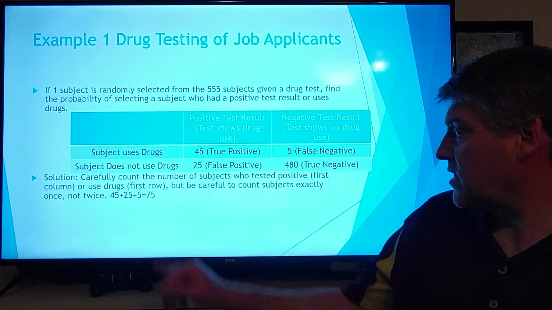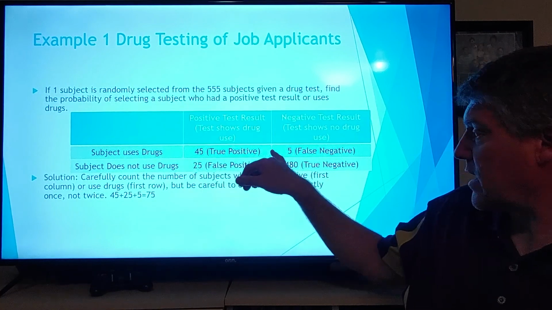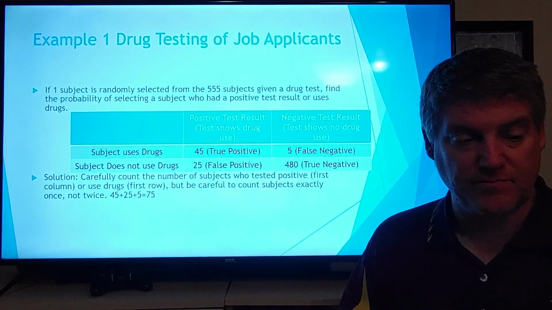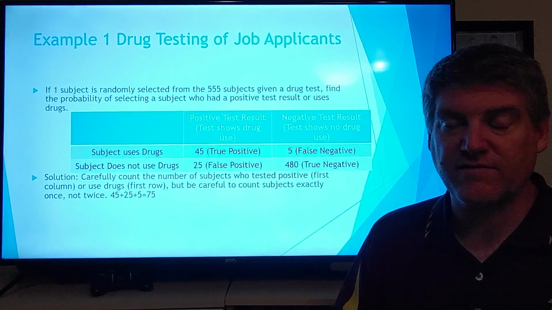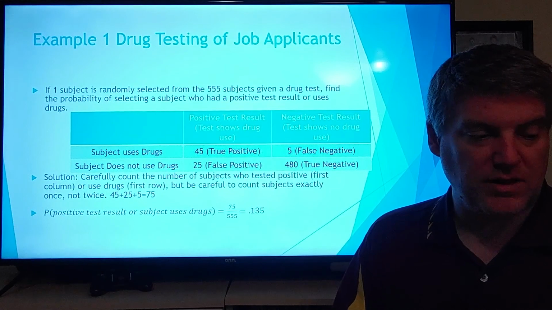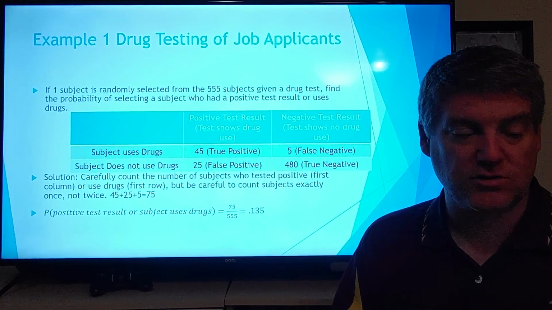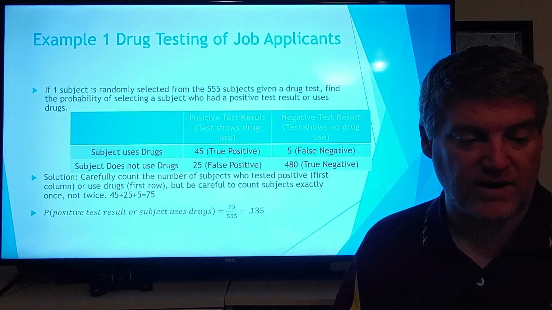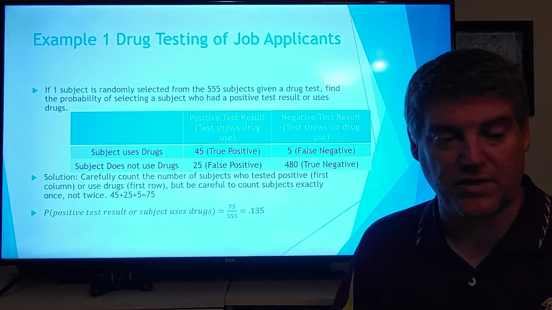So we want to add these up and this one here, but we don't want to double up on our 45. So 45 plus 25 plus 5 equals 75. So the probability of a positive test result or a subject who uses drugs is 75 over 555, or 0.135.